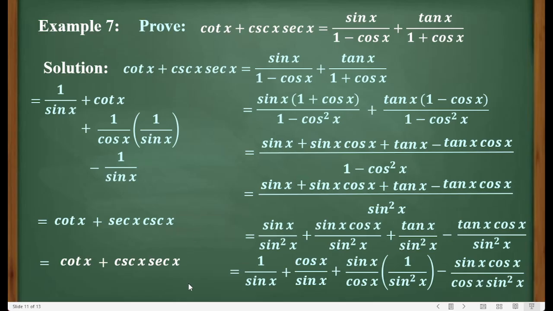Okay, so I think I have given you all the examples for this topic on how to prove an identity using those first three sets of fundamental identities. So if you don't have any questions, we will see you next time.